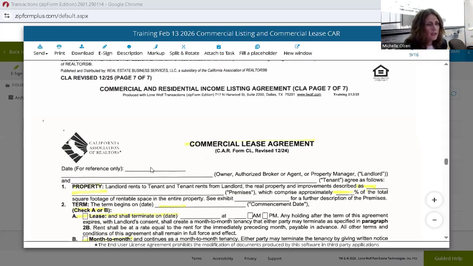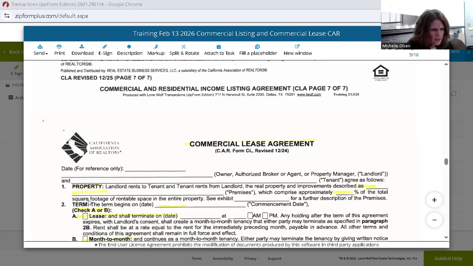Okay, so you date it for reference purposes only, the date this is being prepared. The owner's name goes here. Who is the tenant? That goes here. So the property is described as, what is the address? And it consists of approximately what percentage of the total square footage? You would need to ask the owner that. So it could be 100%, maybe it's a single tenant building, or it could be 10%. It depends on the building. So you would ask them that, okay?